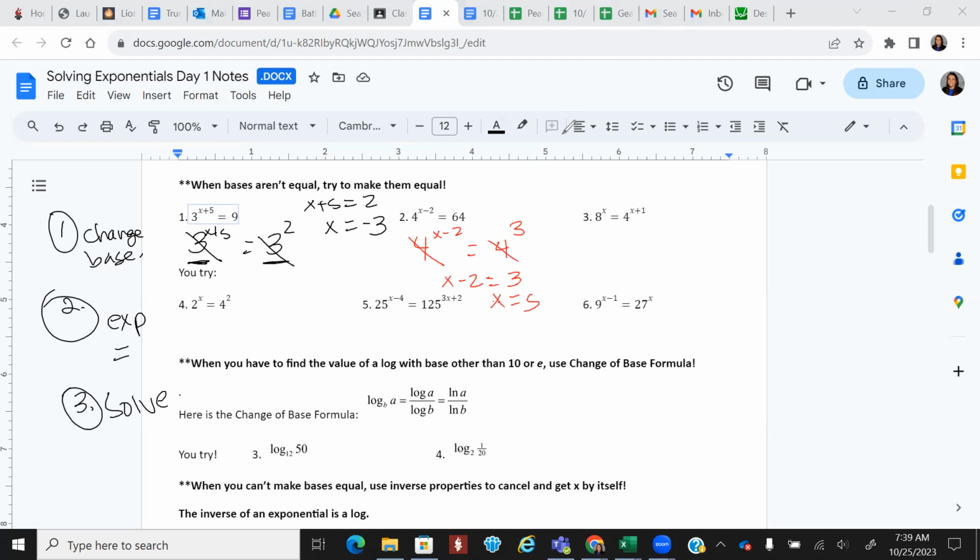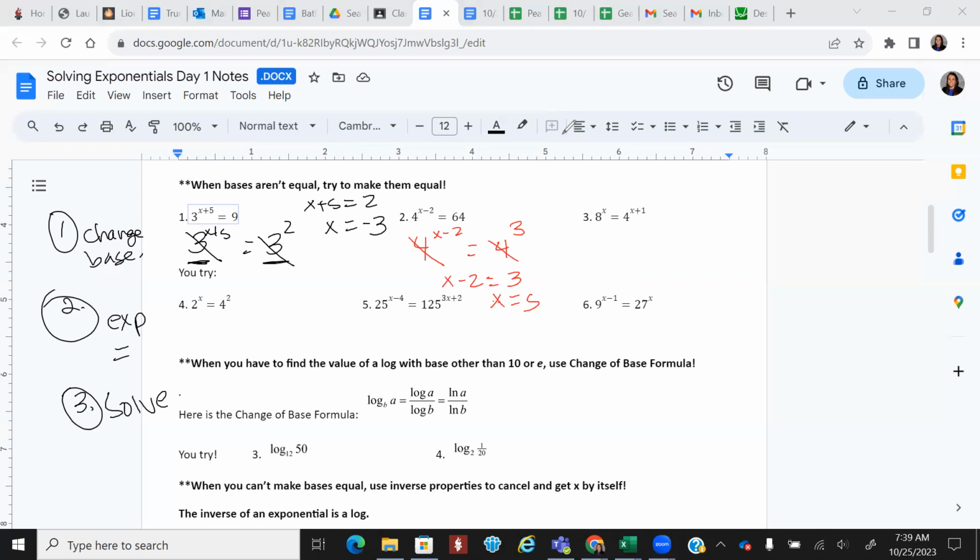Okay. The last one is a little trickier. 8 and 4 have a factor. They have multiple factors. They have 2 as a factor. They have 4 as a factor. Can I take 4 and raise it to some power to get 8? 4 raised to what power would give me 8? 4 to what power would give us 8?